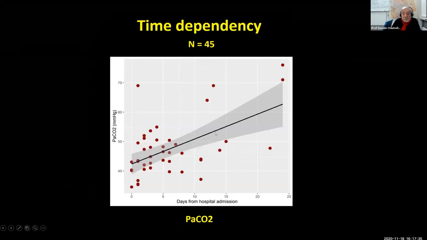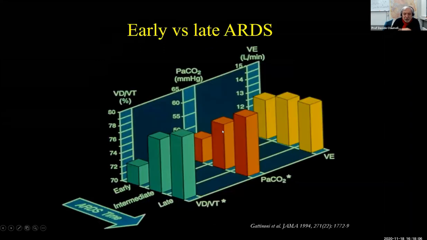PaCO2 goes up with time. Remember, the PCO2, far more than oxygenation, signals the structural changes of the lung. When the lung structure is altered, that means fibrosis, rupture, microthrombosis, dead space, pulmonary embolus, the structure is deeply altered, and the PCO2 goes up. This was also seen many, many years ago in early versus late ARDS.